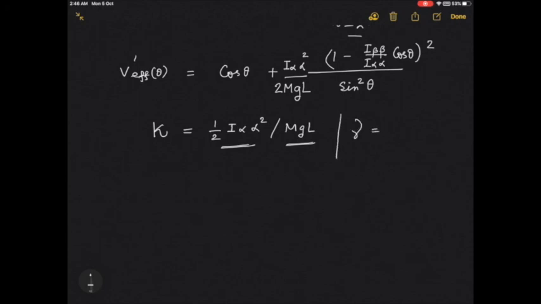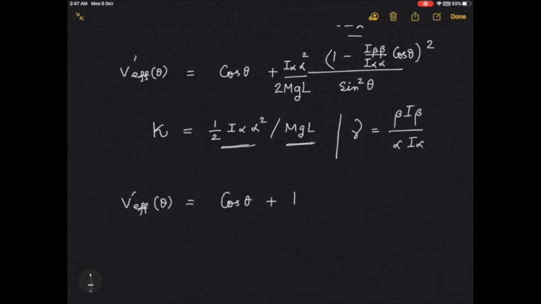Similarly, I define gamma, which is beta I beta by alpha I alpha. See, beta I beta is like angular momentum. It's omega times I. So it's the ratio of the angular momentum in two axes. And if I do that, I can now define V effective theta prime as, see how simple it becomes, cos theta plus kappa times 1 minus gamma cos theta squared by sine square theta.